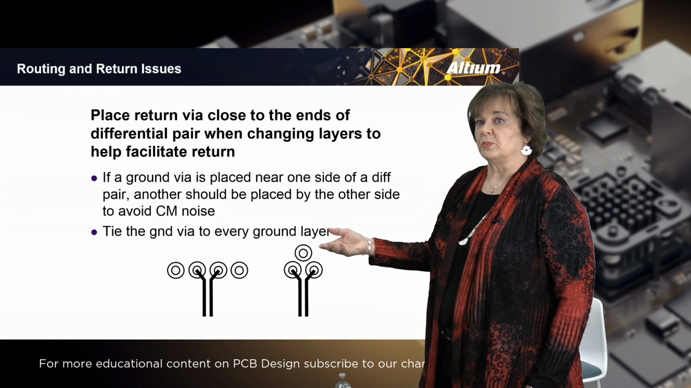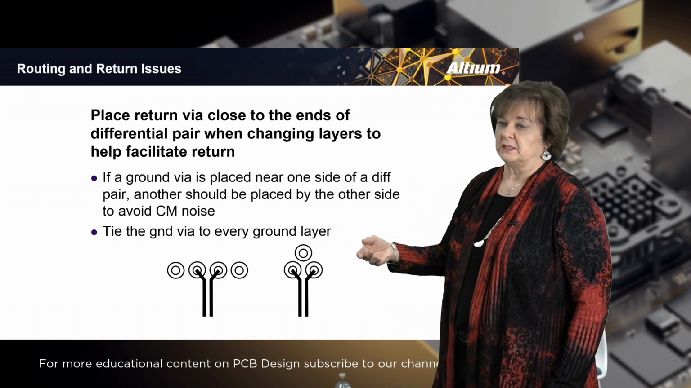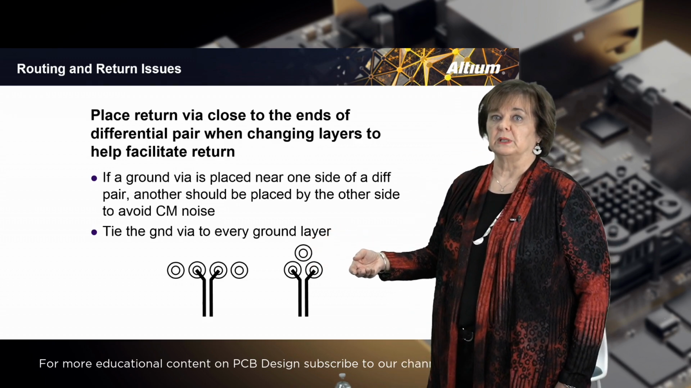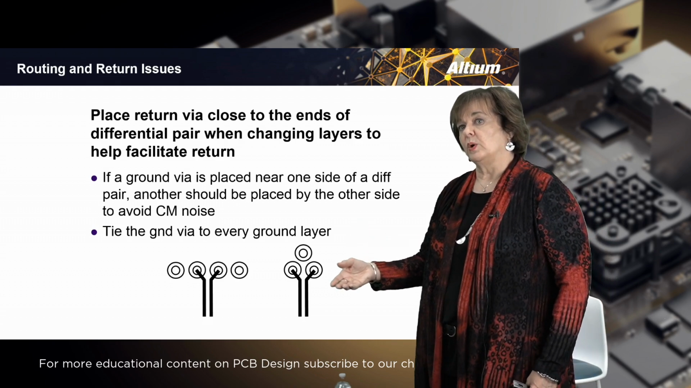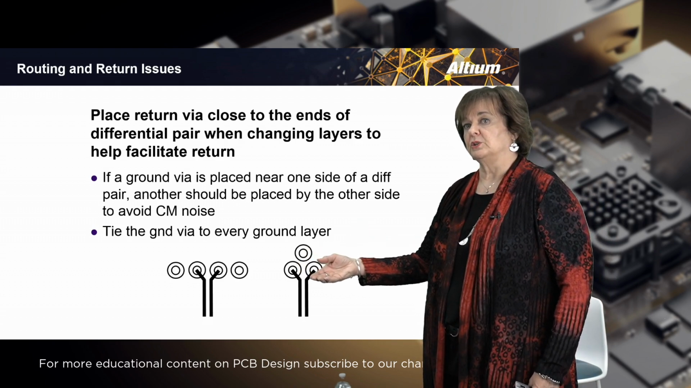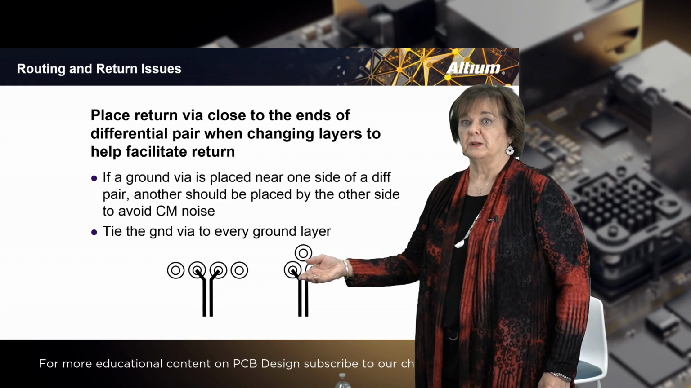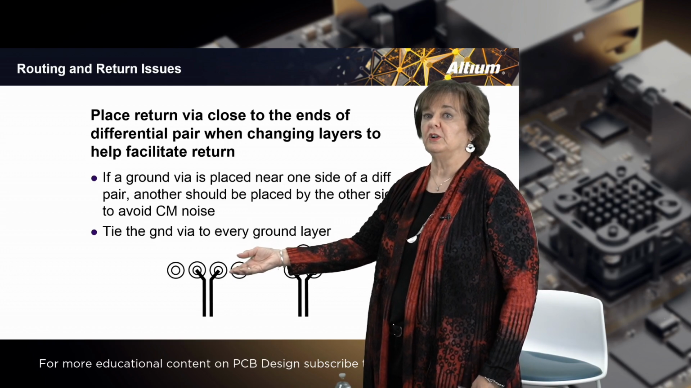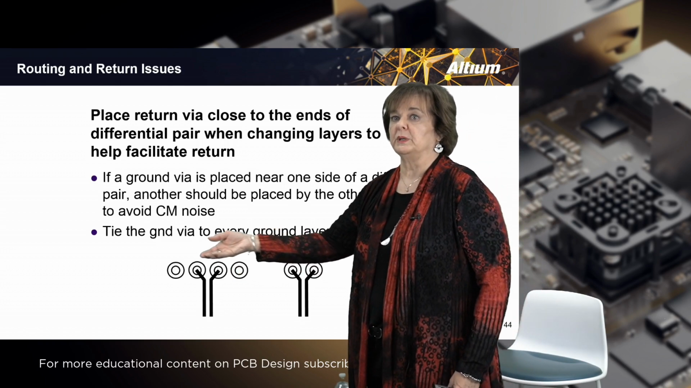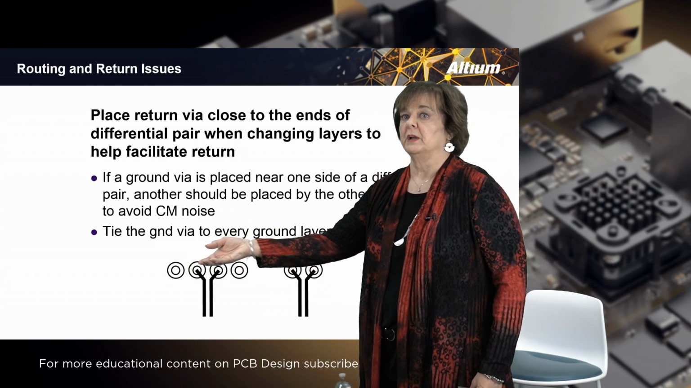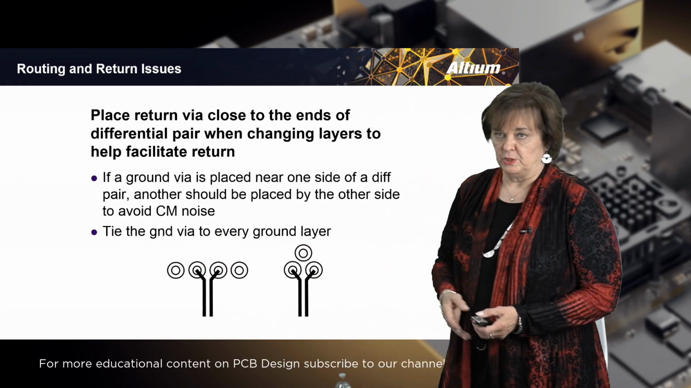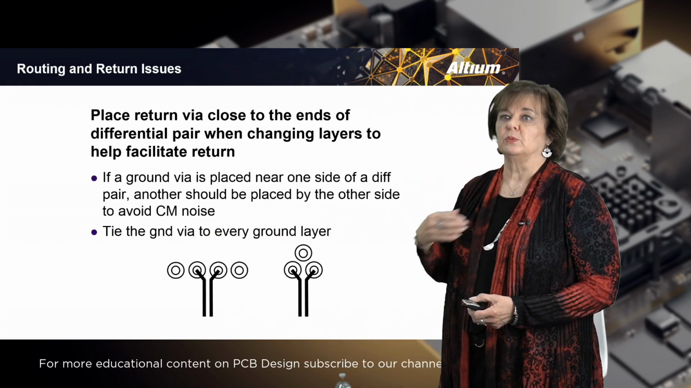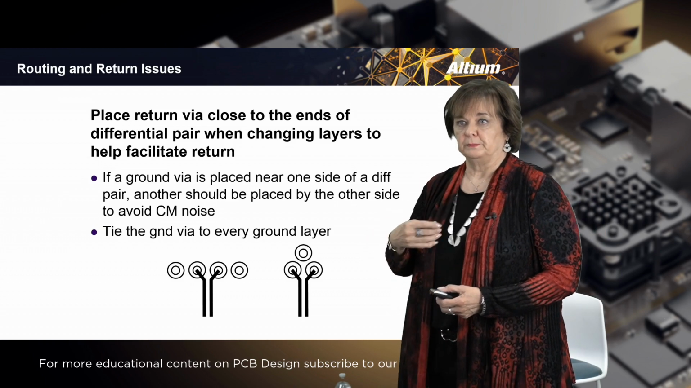Also, you can do it this way, and this might be easier if you're dealing with a really dense board: put one ground via for the two vias of the differential pair. Either way helps, but you don't want to have just one over here because it creates a difference between this signal of the differential pair and this signal of the differential pair. You want to have them equal. Everything as equal as possible for the differential pair.